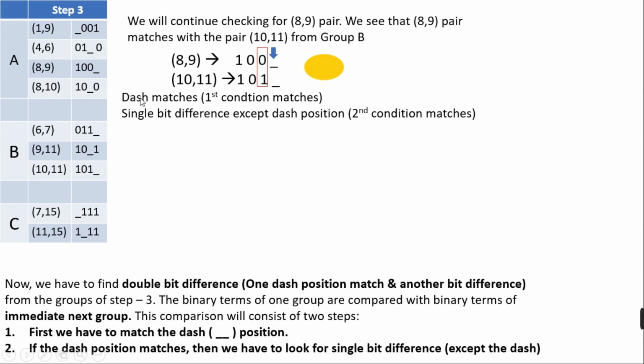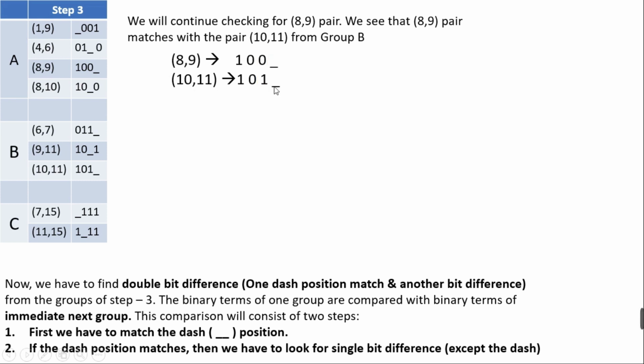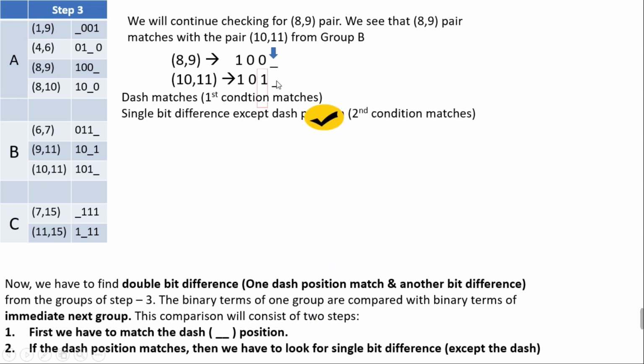So you can see that for this case our dash position actually matched. Let me just rewind it. At first, the first condition matched, the dash matches. Since it matched, now we're going to find a single bit difference. We're going to see whether there is a single bit difference for these pairs, and you can see that there is only 1 bit difference. That means it's a single bit difference, and since both conditions actually match, we're going to consider these pairs, and we're going to put them into our next step.